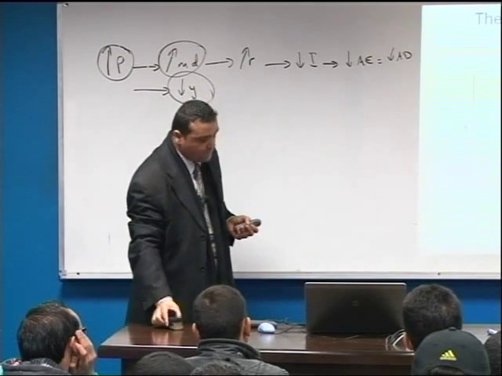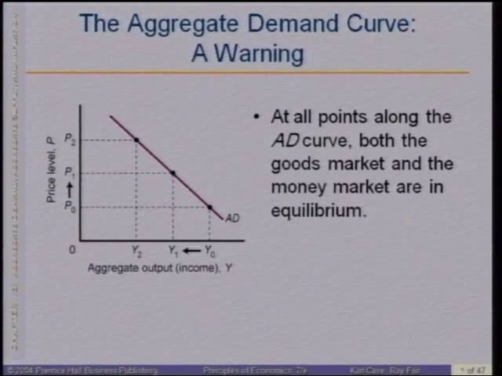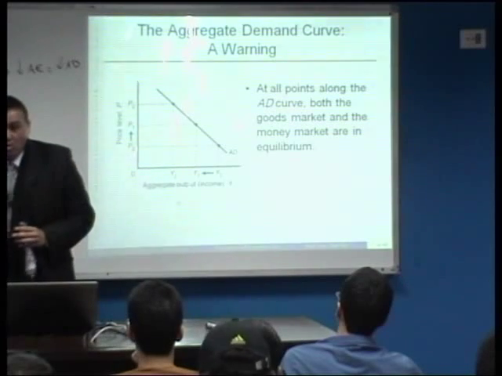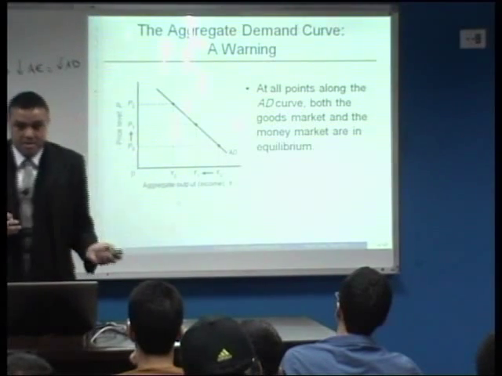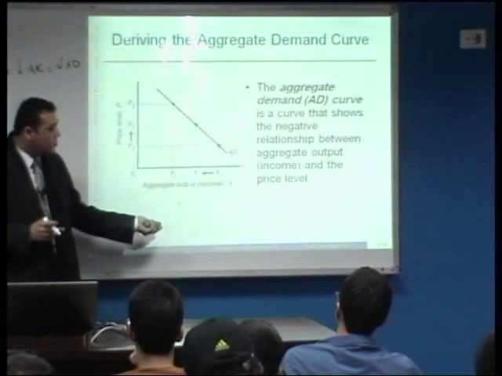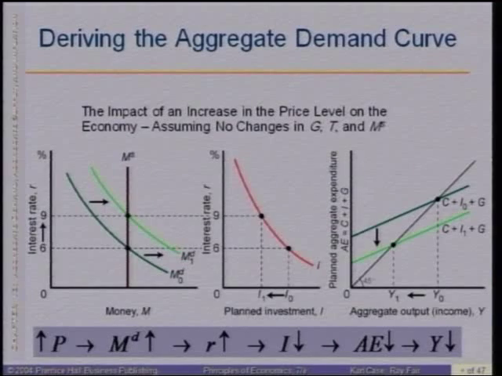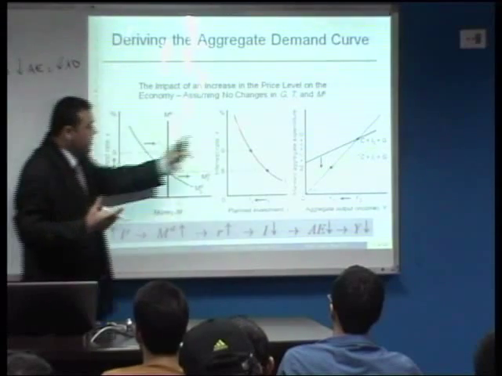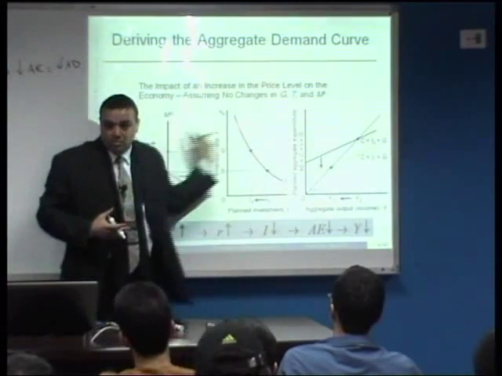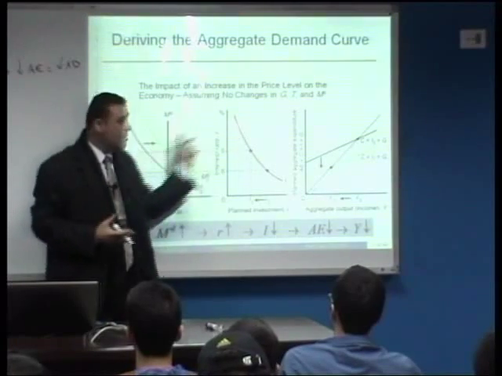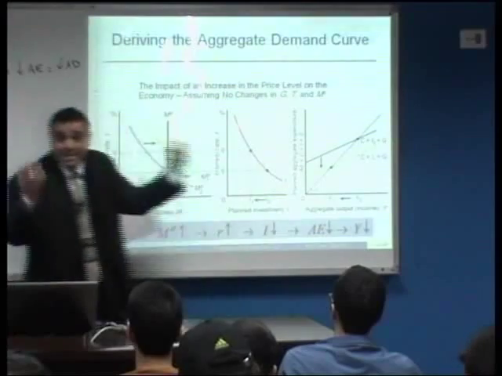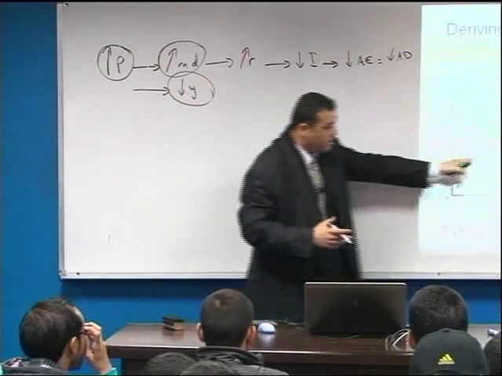All points along the aggregate demand curve illustrate equilibrium points on the goods and services market and the money market. Because if we come back to this, we can see we have derived the aggregate demand curve from these two figures. Right? Where did we derive the aggregate demand from? From the money market and the goods and services market. Therefore, these are equilibrium points.